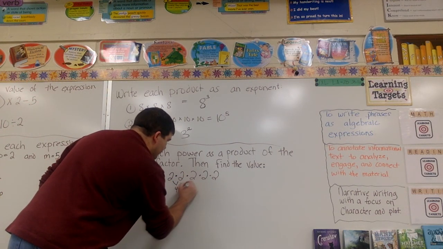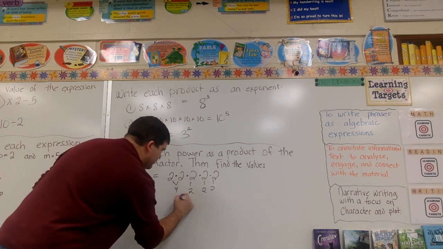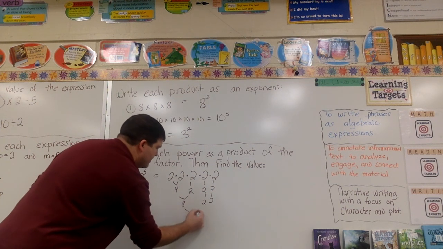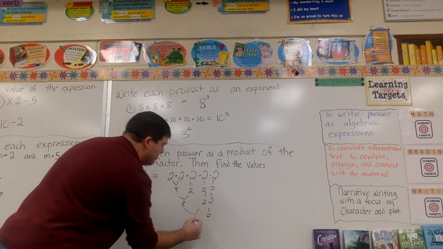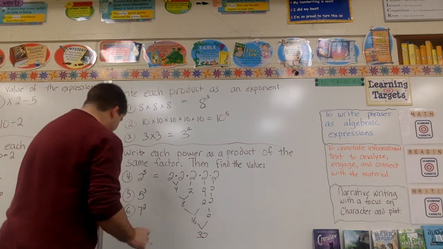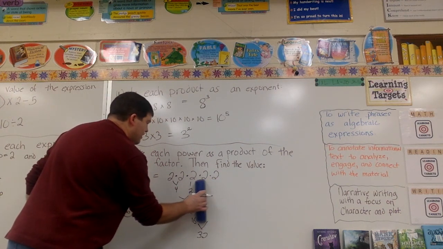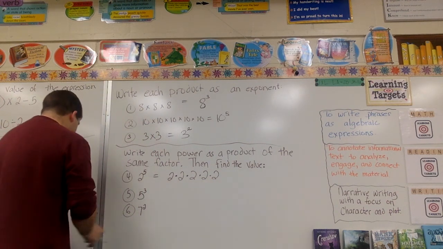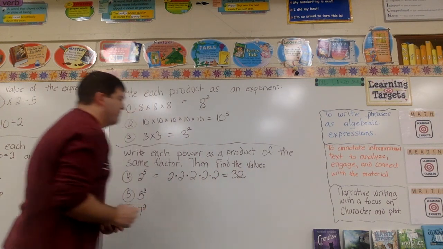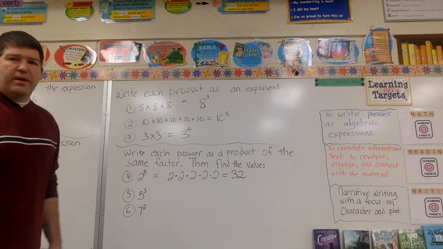2 times 2 is 4. Then I bring down my 2's. 4 times 2 is 8. Bring down my 2's. 8 times 2 is 16. Bring down my 2. And then 16 times 2 is 32. So the value of 2 to the 5th power, which is the same as 2 times 2 times 2 times 2 times 2, equals 32. Okay? Go ahead and pause the video and do 5 to the 3rd and 7 squared.